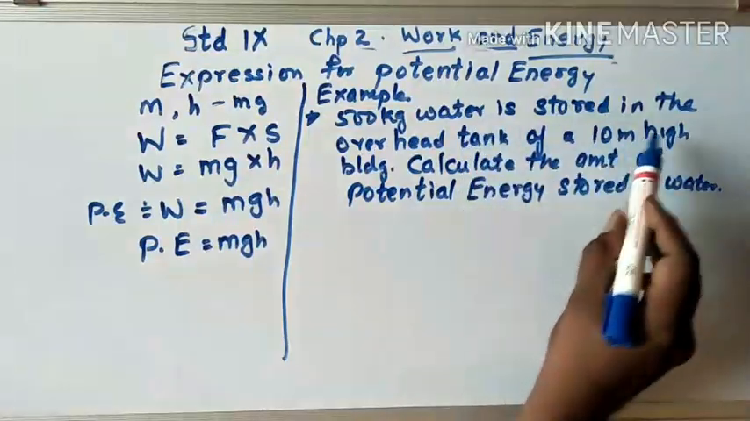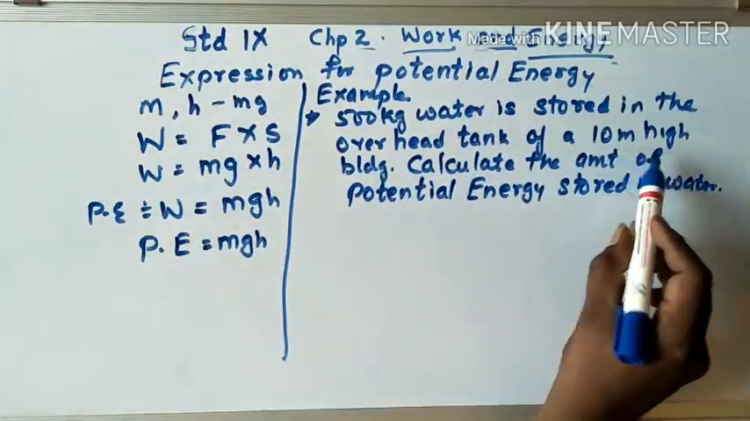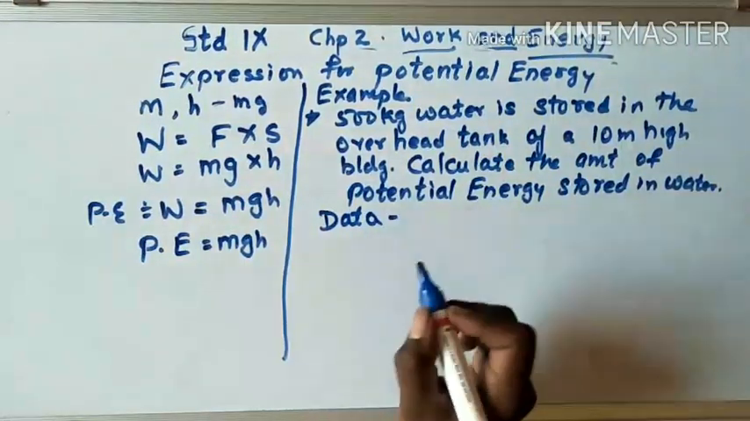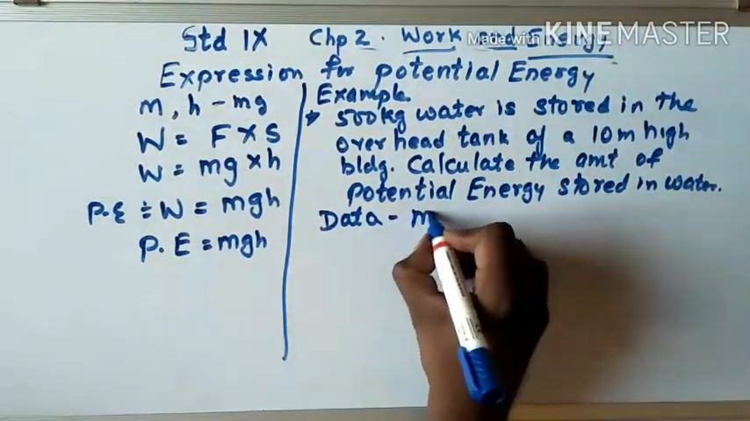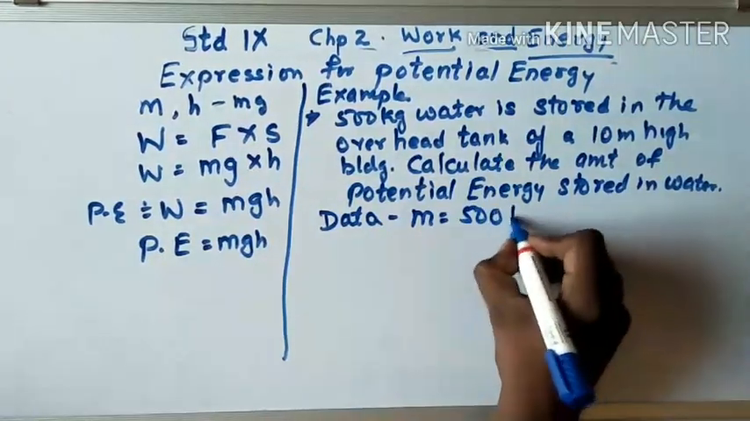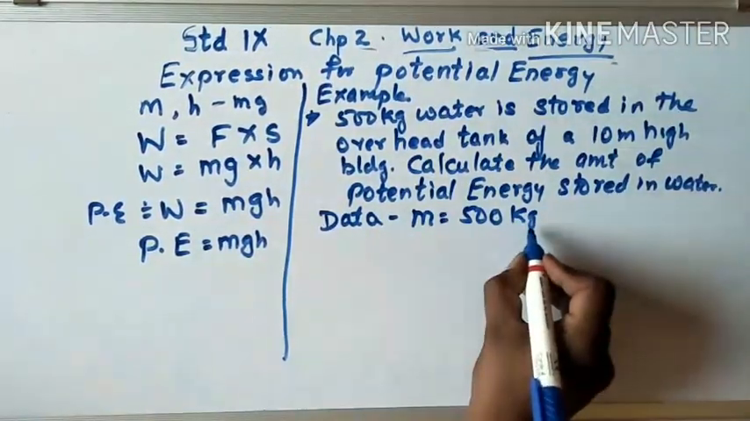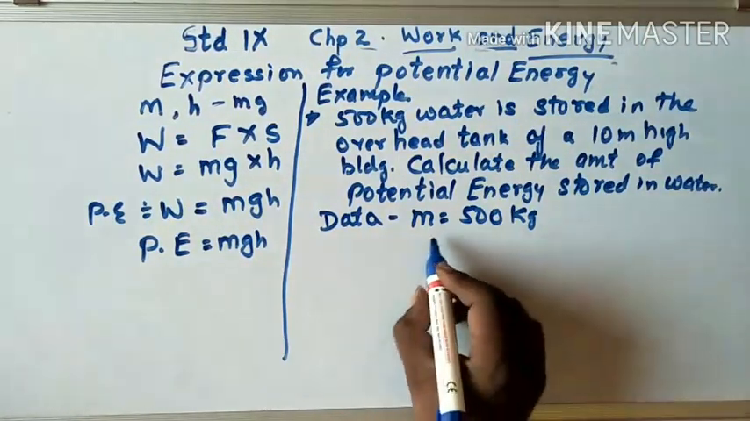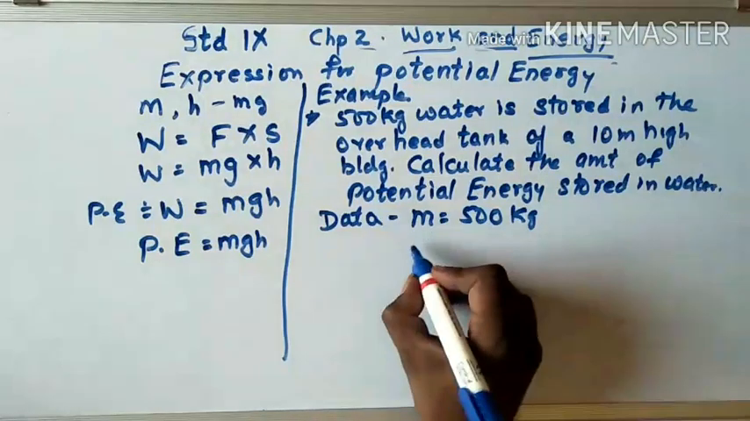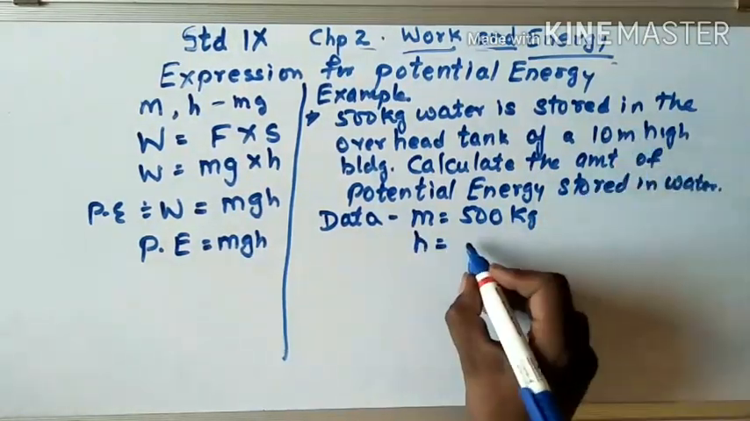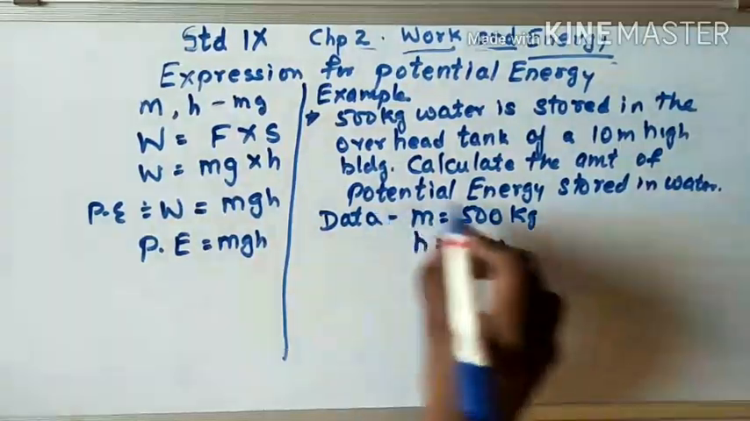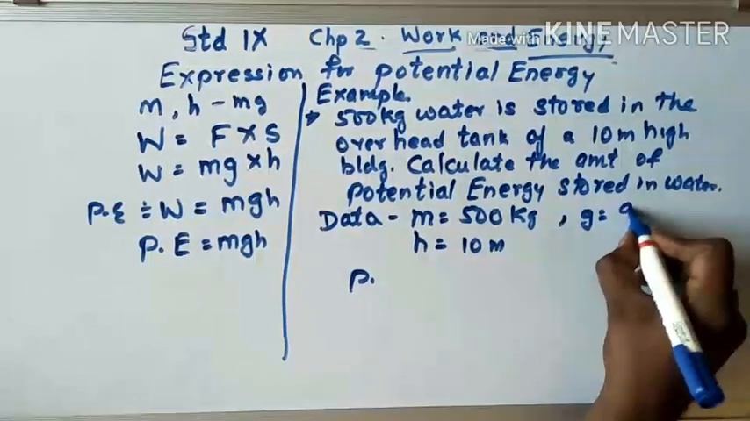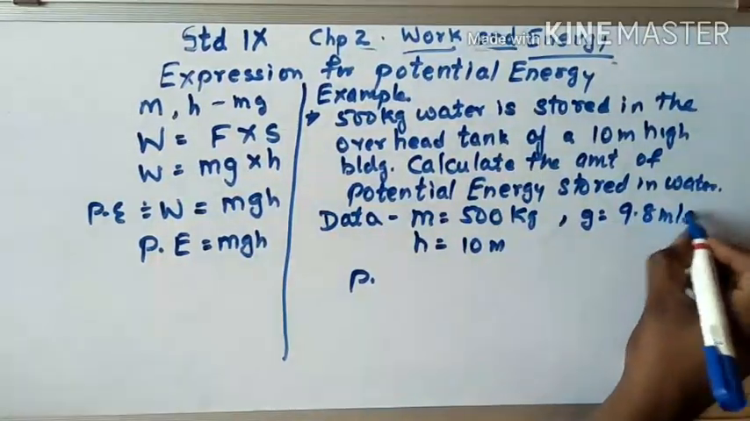500 kg water is stored in an overhead tank 10 meters high. Whenever you do the sums, you have to write the data first. So mass is given as 500 kg. Always mass should be in kg. In the previous sum the mass was given in gram, so we converted it into kg. Here mass is already given in kg. Height h is given as 10 meter. We want to find the potential energy, and g is fixed. It is 9.8 meter per second square.